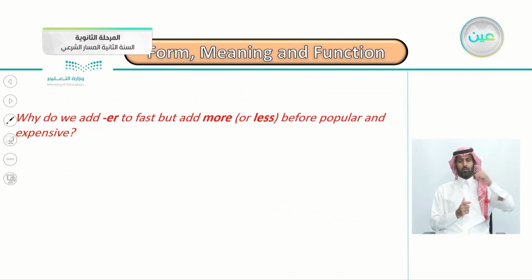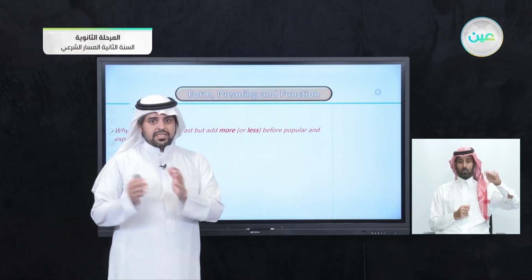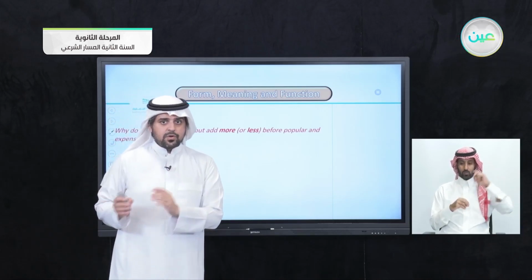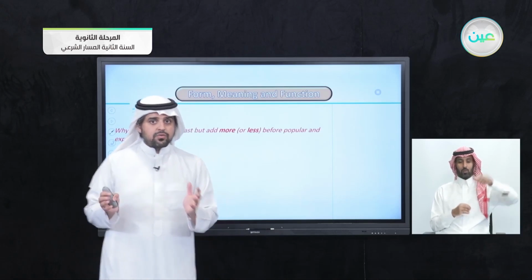Why do we add er to fast? To the adjective fast, but we say more or less before popular and expensive. When we were talking about the adjective fast, we added er. But when we said popular and expensive, we added more or less. Why do we do that?